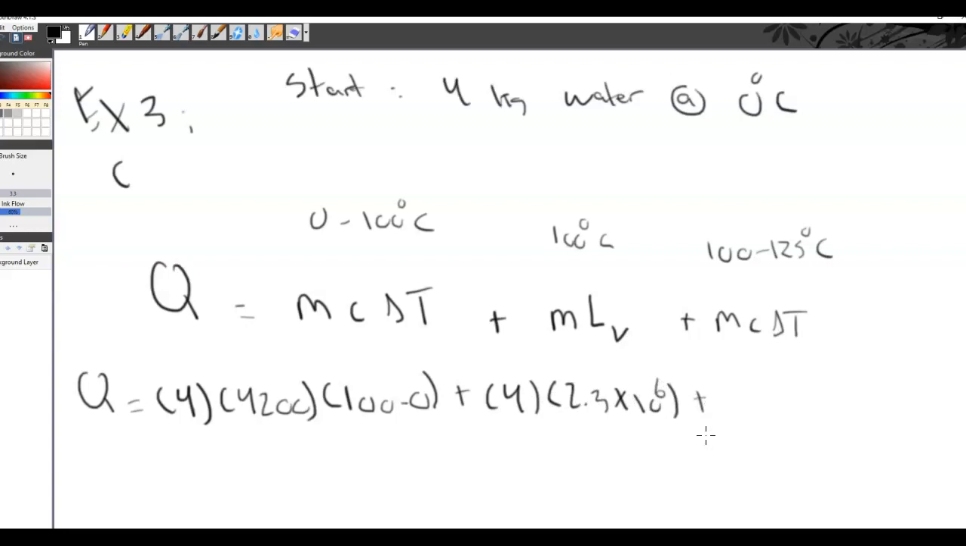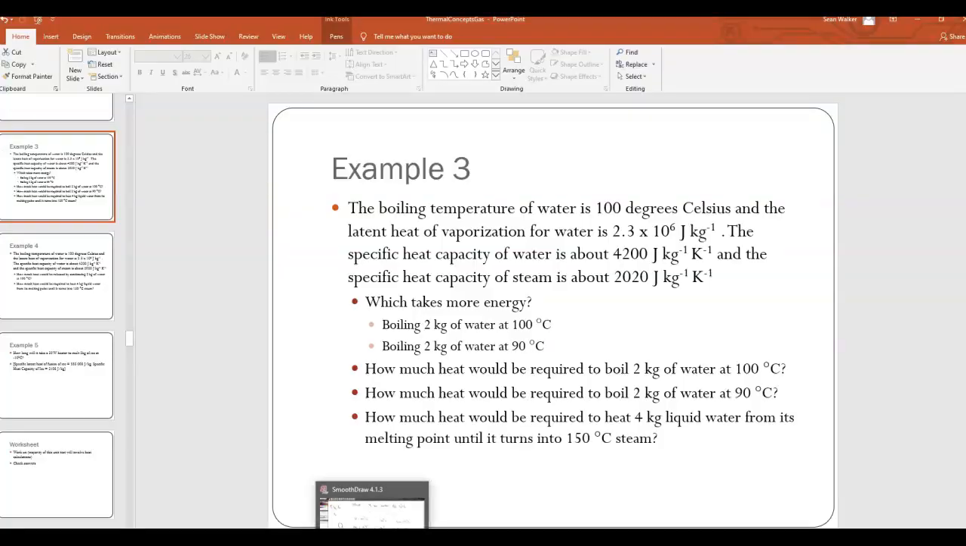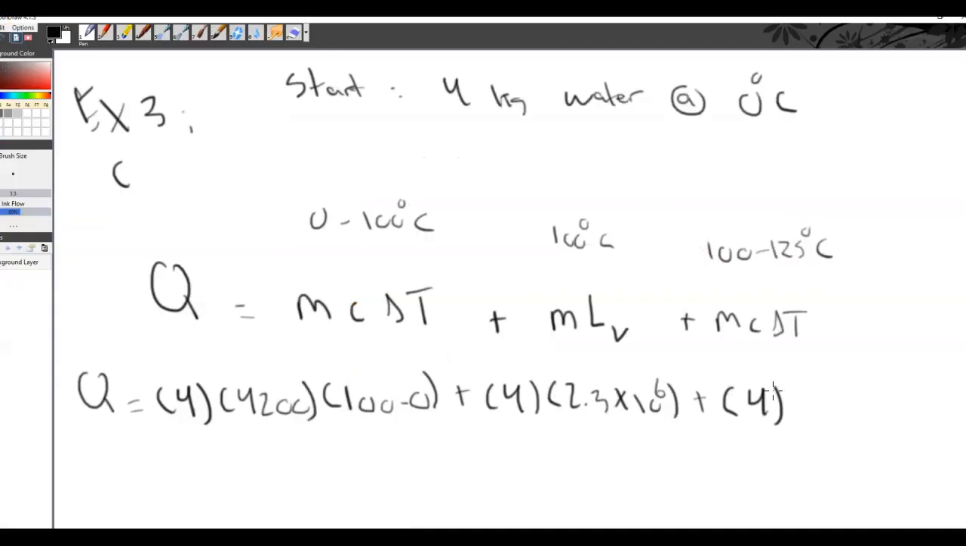And then for this segment over here, again, you have to think and keep in mind what it is that we are temperature changing. Well, once we get past this stage, we're no longer dealing with water, we're dealing with steam. And so the mass is still 4, but now we have to use the specific heat capacity of steam, which is given in the problem as 2020.